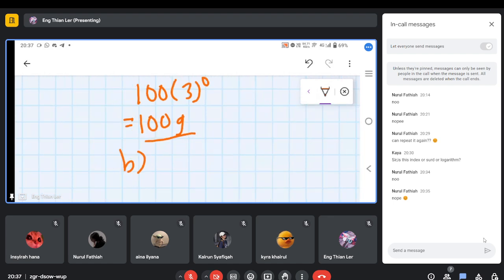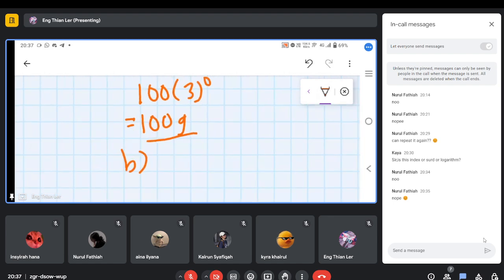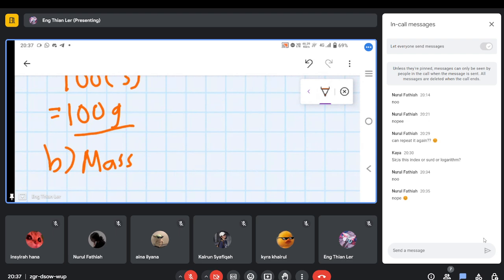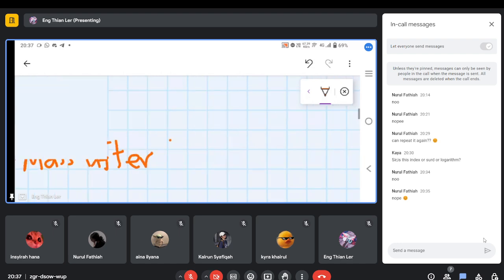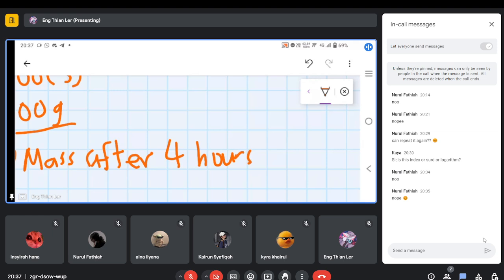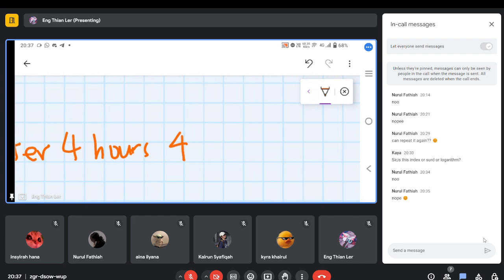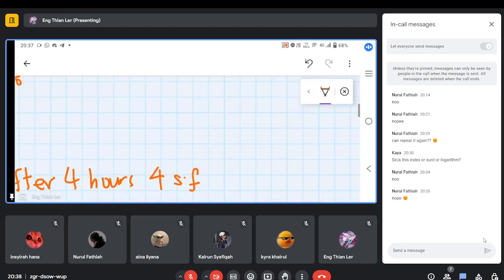For the second, the mass after 4 hours. So we need to find the mass of the bacteria after 4 hours, and we need to simplify it and correct it to 4 significant figures. So before I continue, do you all know what a significant figure is? The difference between significant figures and decimal places is actually pretty big. Decimal places, okay, I will give an example.